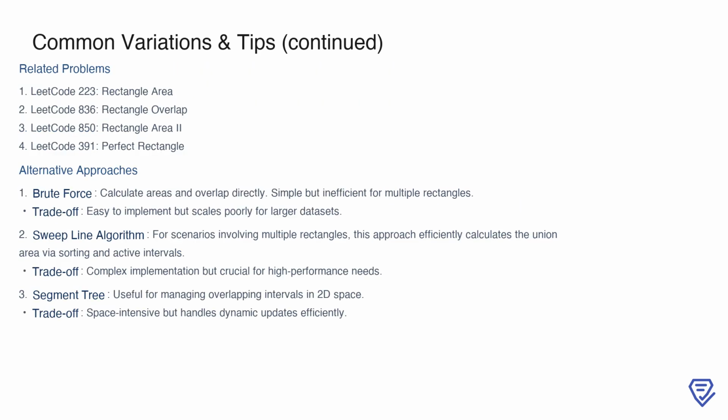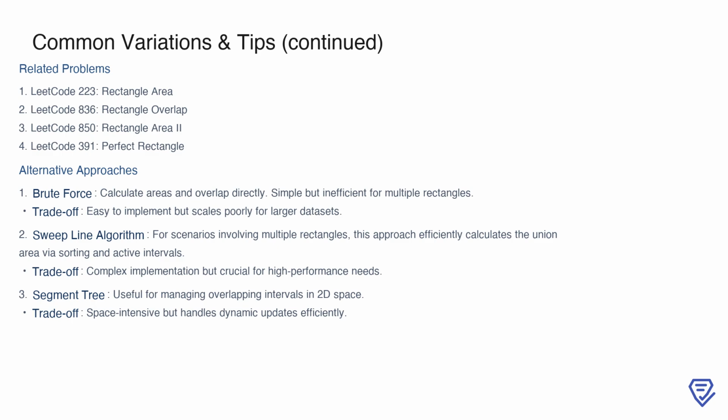This problem also connects to several related challenges on LeetCode, such as Problem 836, which focuses specifically on determining whether two rectangles overlap, and Problem 850, which extends the concept to calculating the union area of multiple rectangles. Another interesting variation is Problem 391, which deals with checking if a set of rectangles can form a perfect rectangle without gaps or overlaps. Exploring these problems can deepen your understanding of geometry-based questions.